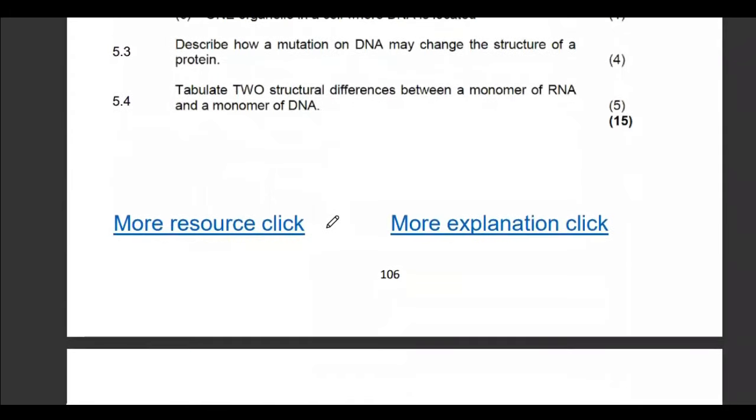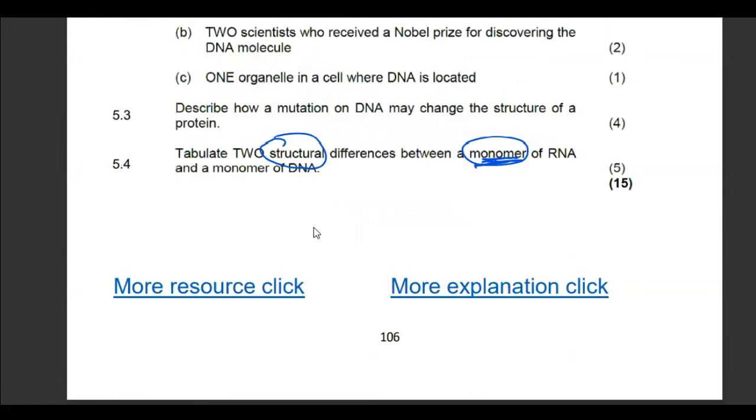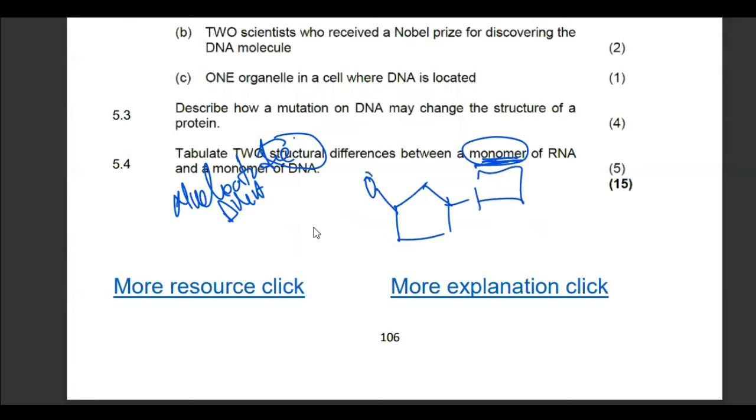Tabulate two structural differences. Now, the major point here is structure, and they are talking about the monomer of DNA and RNA. If you look at the monomer, they are looking at the nucleotide of DNA and the nucleotide of RNA. So you only look at the structure, which is the nucleotide, made up of a phosphate, a sugar, and then the nitrogenous base. So there are only two differences here you can look at. You can look at the sugar.